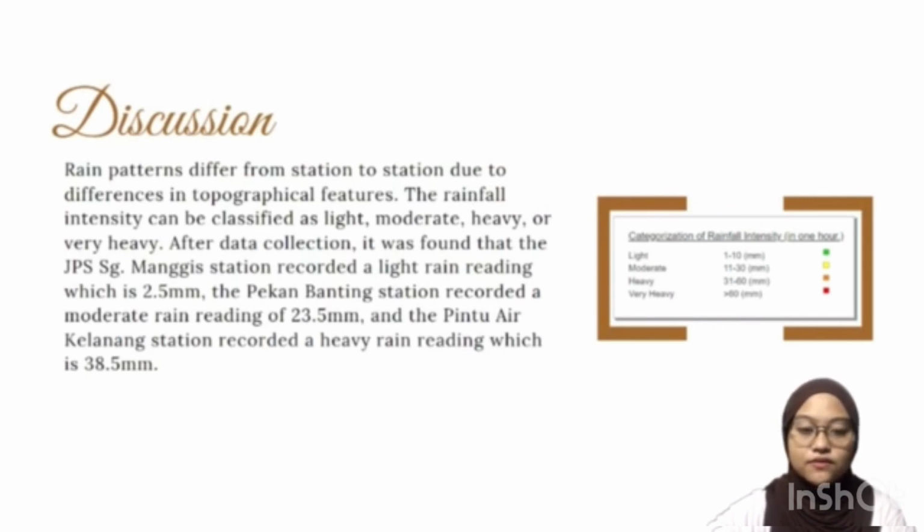After data collection, it was found that the JPS Sungai Manggis station recorded a light rain reading, which is 2.5 mm. The Pekan Banting station recorded a moderate rain reading of 23.5 mm, and the Pintu Air Kelanang station recorded a heavy rain reading, which is 38.5 mm. That's all from me. I will pass it to my friend.